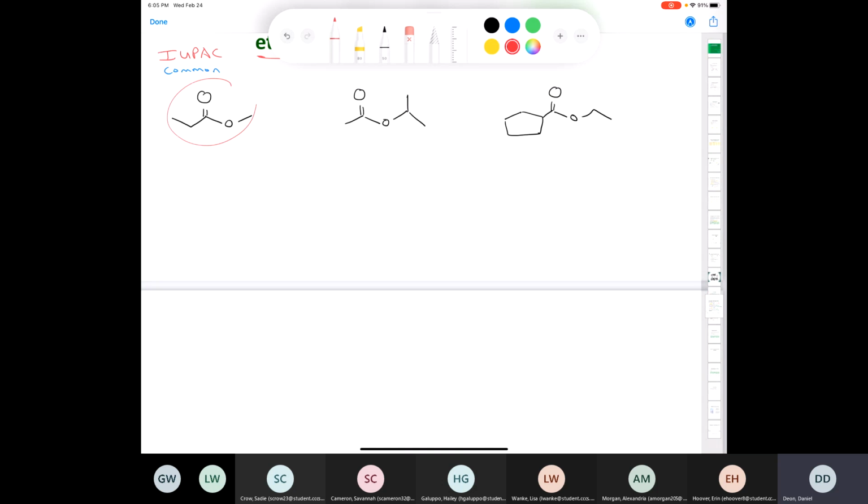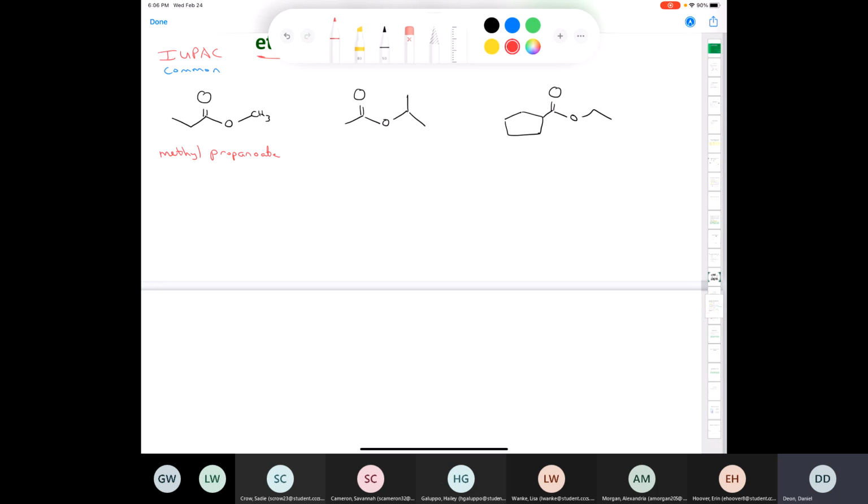So what Sadie said for the first one is she said, okay, I've got a methyl group right here, so I can start with methyl, right? If I have a 3-carbon carboxylic acid, it would be propanoic acid. So this would be methyl propanoate. Absolutely perfect.